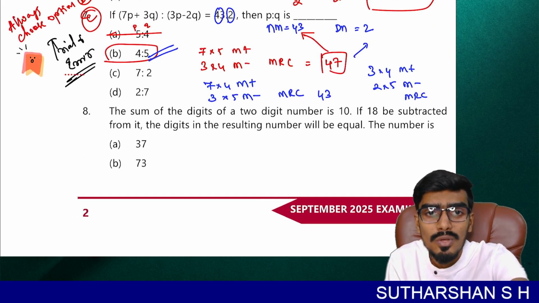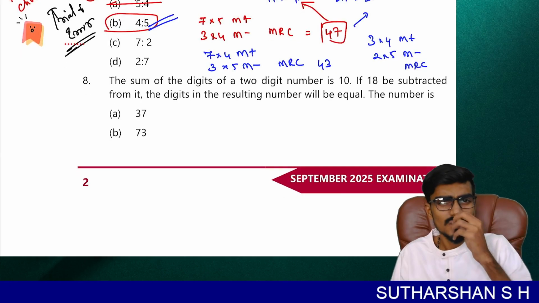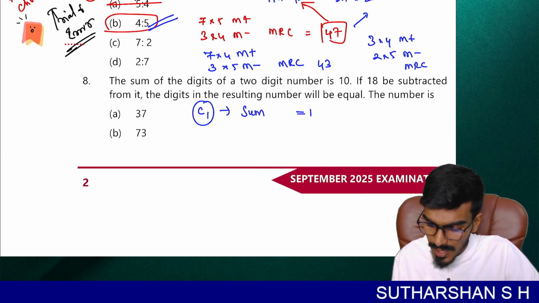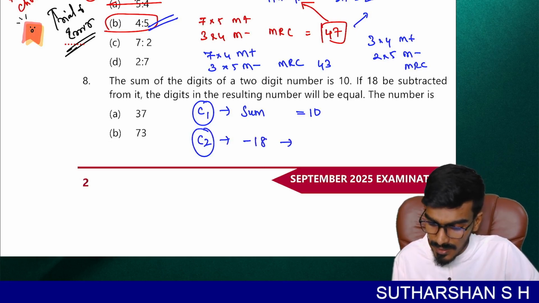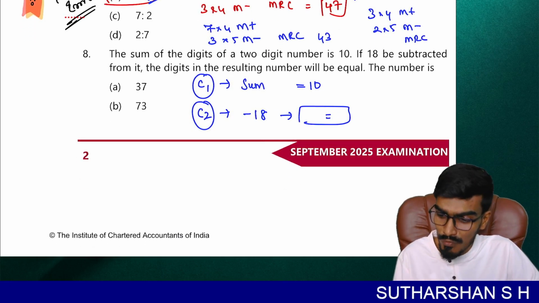Now come to question number 8. What is question number 8, guys? The sum of the digits of a 2-digit number is 10. So what is condition number 1? If we add the two digits, you will get 10. What is condition number 2? If 18 is subtracted, the resulting number has its digits reversed. We'll go with trial and error.